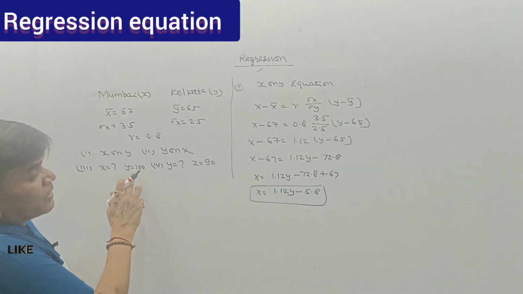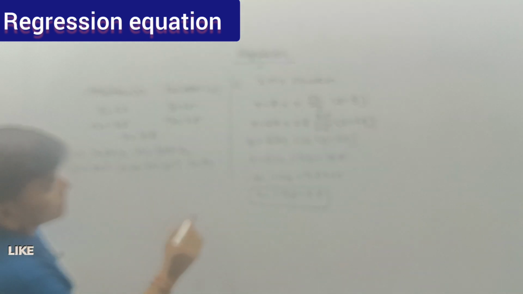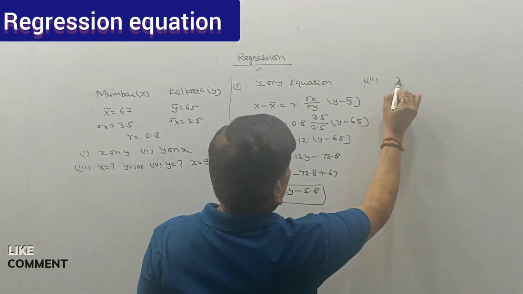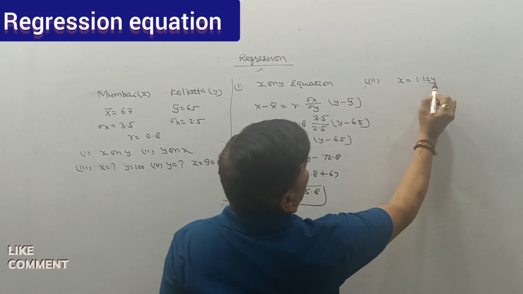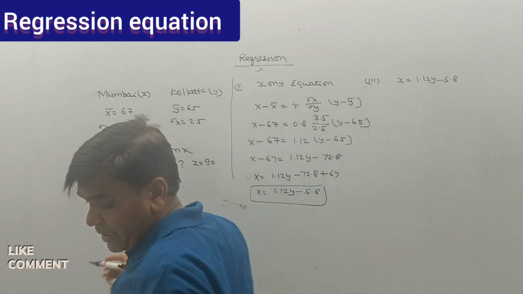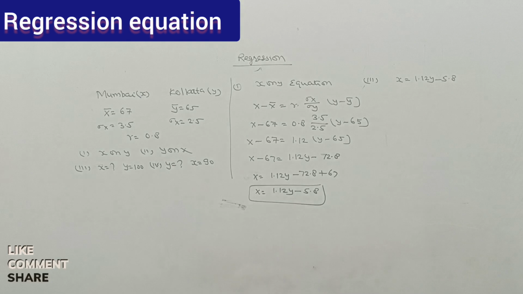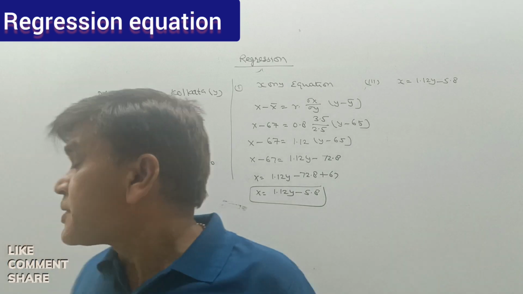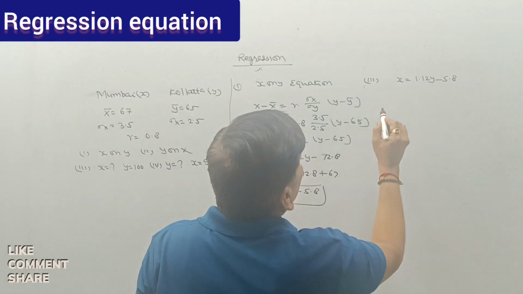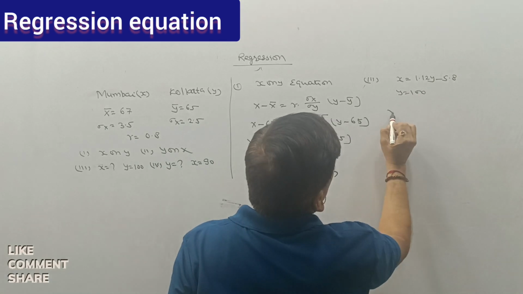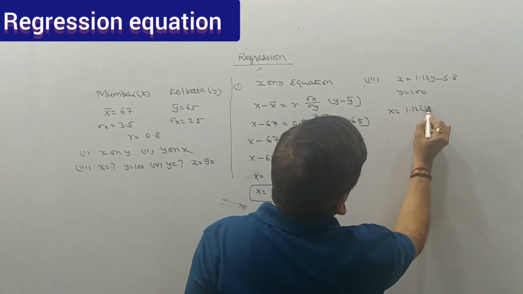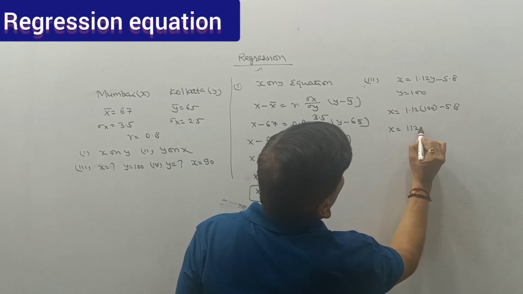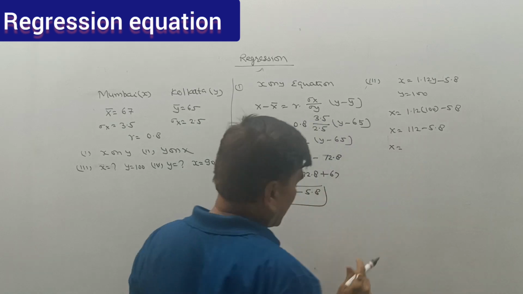Now the third question, where the value of Y is given as 100. Question number three: X is equal to 1.12 Y minus 5.8 is our X on Y equation, as we have calculated. Y is given as 100. So X is equal to 1.12 multiplied by 100 minus 5.8. So the X value is 112 minus 5.8.